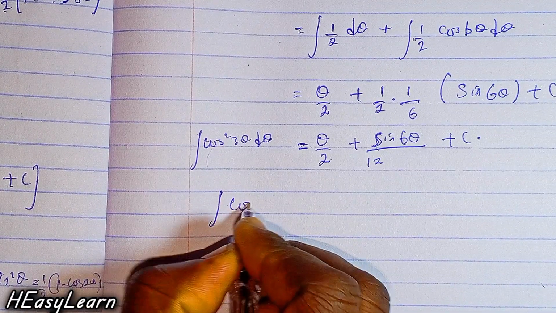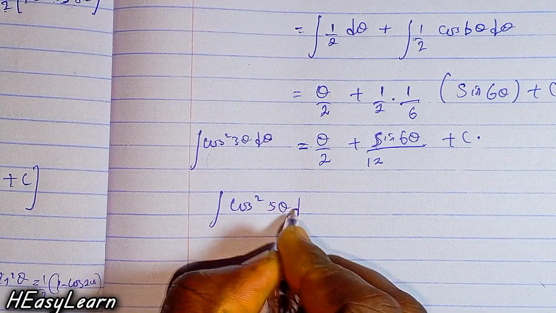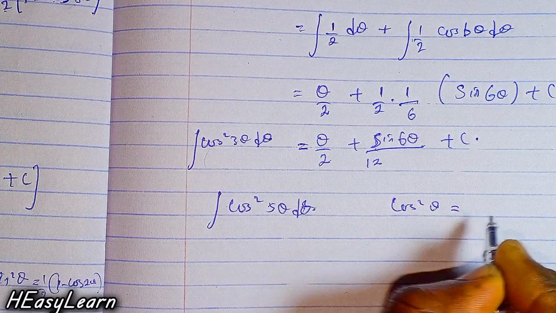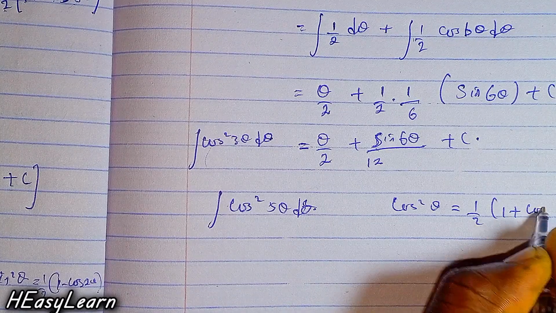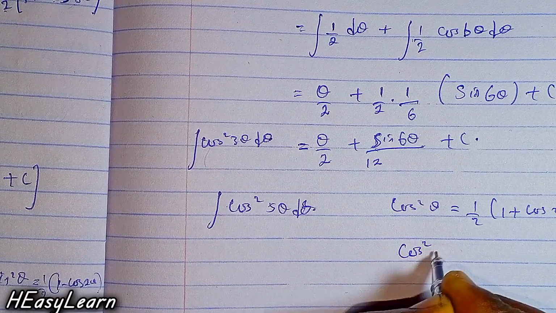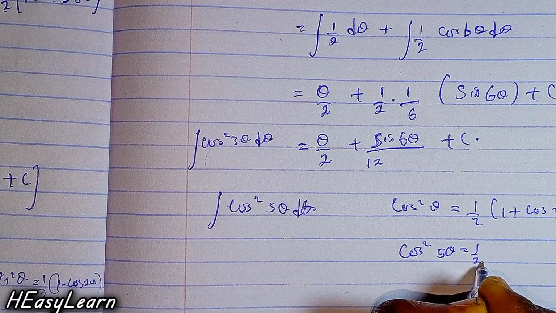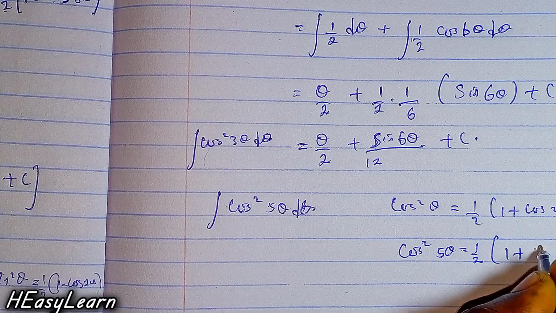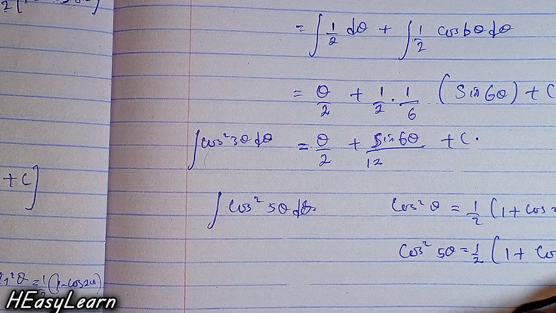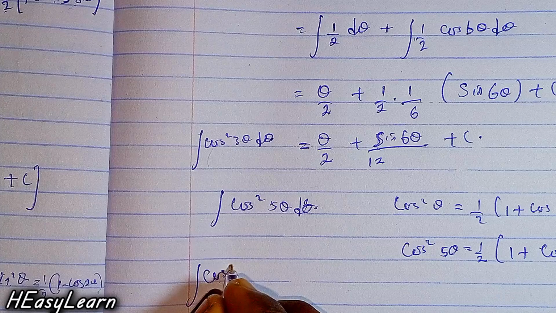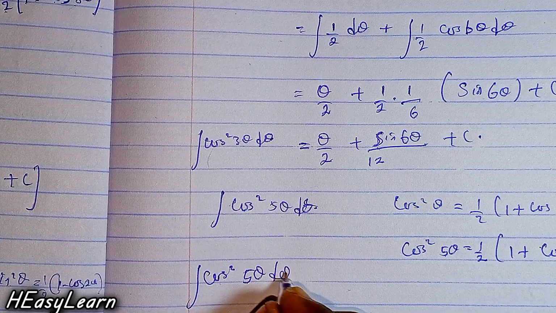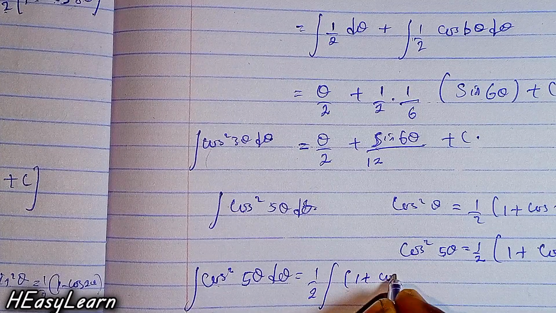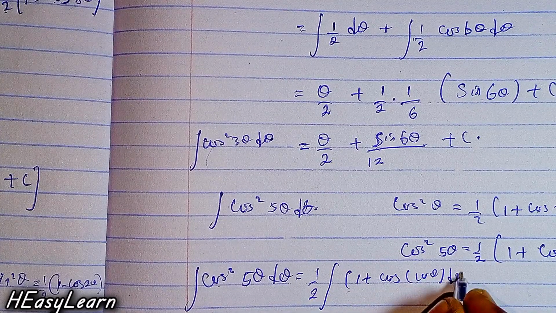So what is going to be the integral of cos square 5 theta d theta? Recall we have 1 plus cos 2 theta. So when you have cos square 5 theta, it's going to be 1 over 2 (1 plus cos 10 theta), since 5 multiplied by 2 is 10. So that is how it's going to be. The integral of cos square 5 theta d theta is going to be 1 over 2 the integral of (1 plus cos 10 theta) d theta.